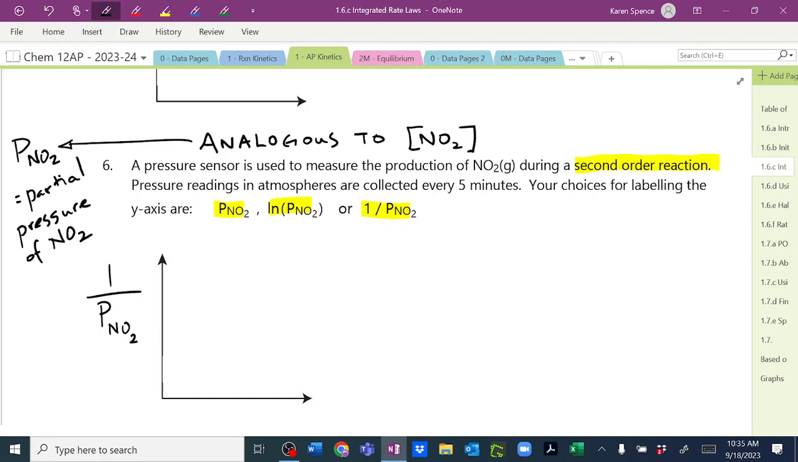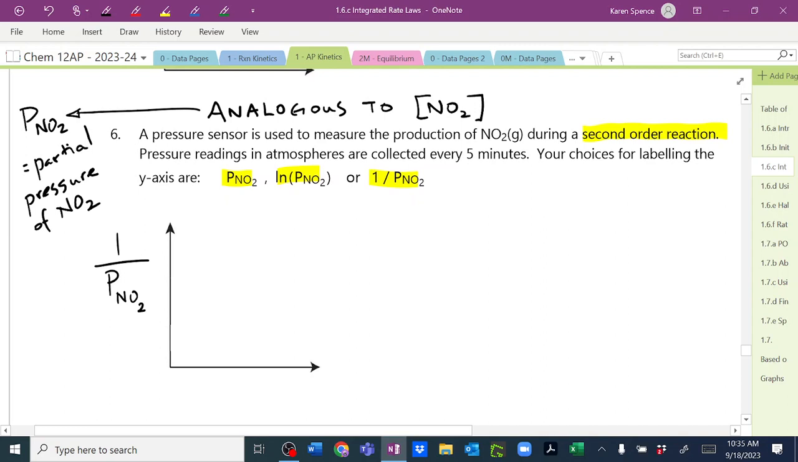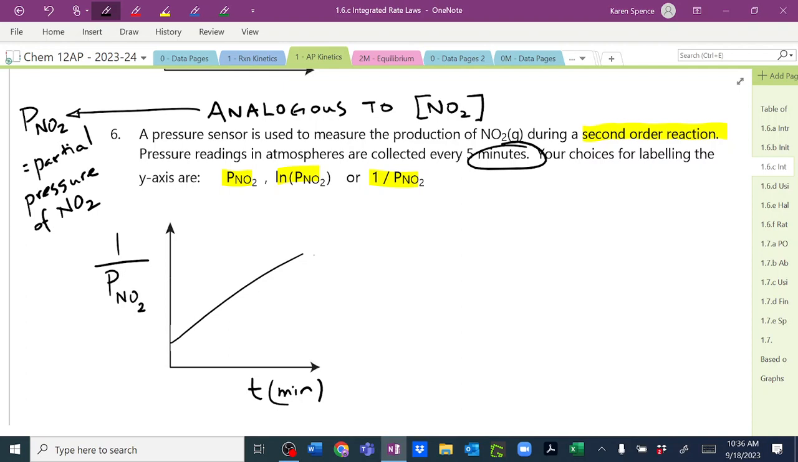So at that point, you just say, okay, I'm going to graph it that way. And then on the bottom axis, I'm going to have time, and that's going to be in minutes. And so it is a second order. So which way do we have a positive or a negative slope? Positive. It's second order is the only one with a positive slope. Okay? And that's it. That's all you need to do. Yes.